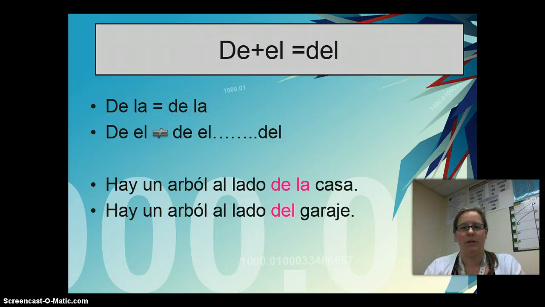And we'll practice this and put this into play. So if you have any questions for me, let me know. Other than that, you've learned all about hay, preposiciones, and del. Good luck. See you in class.